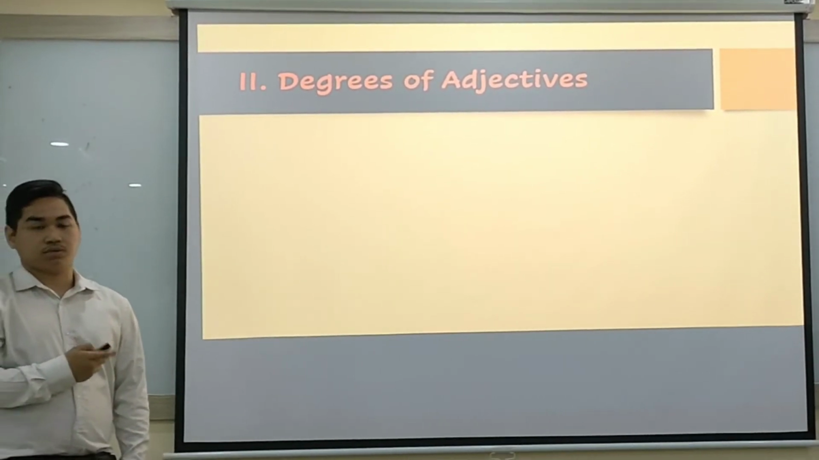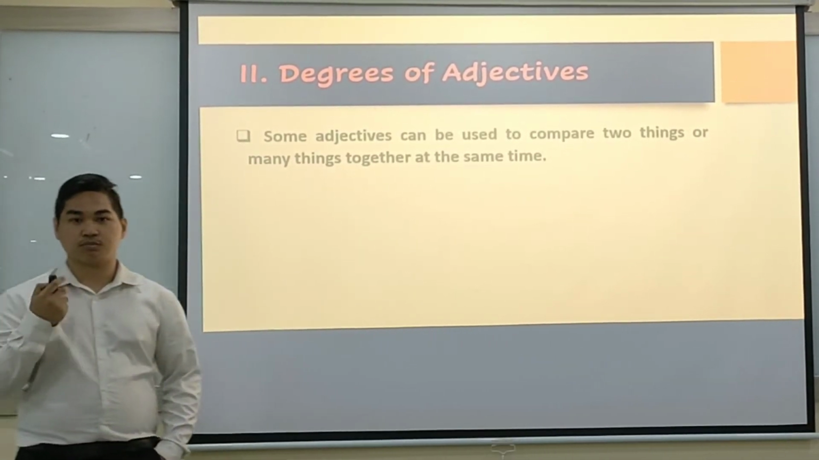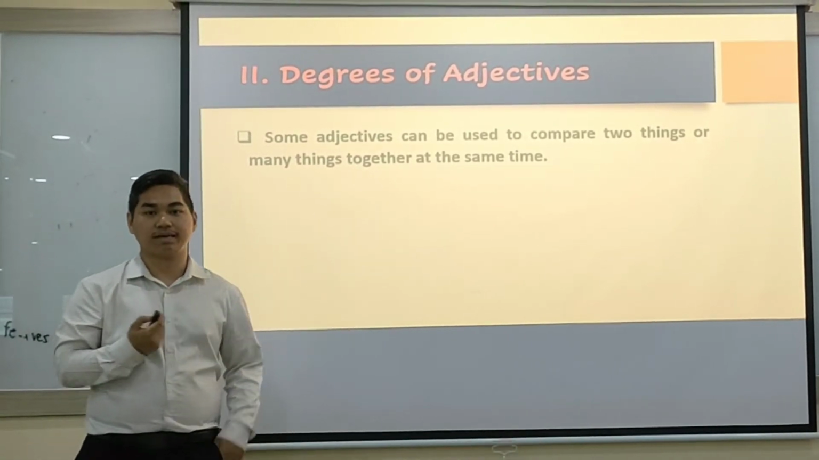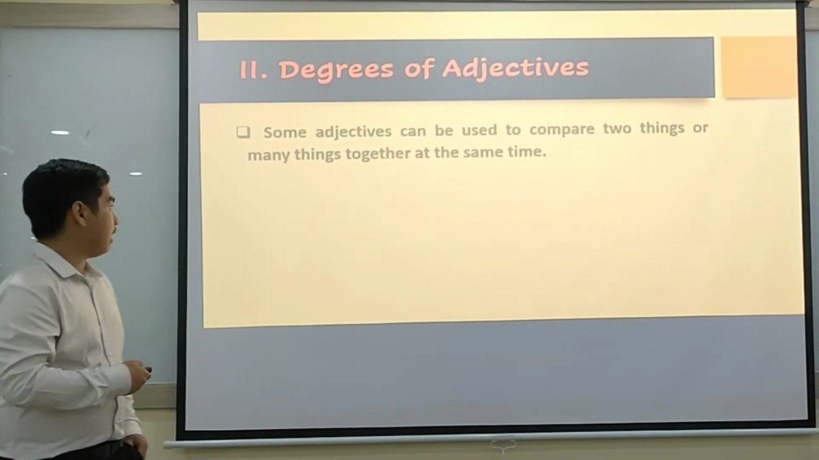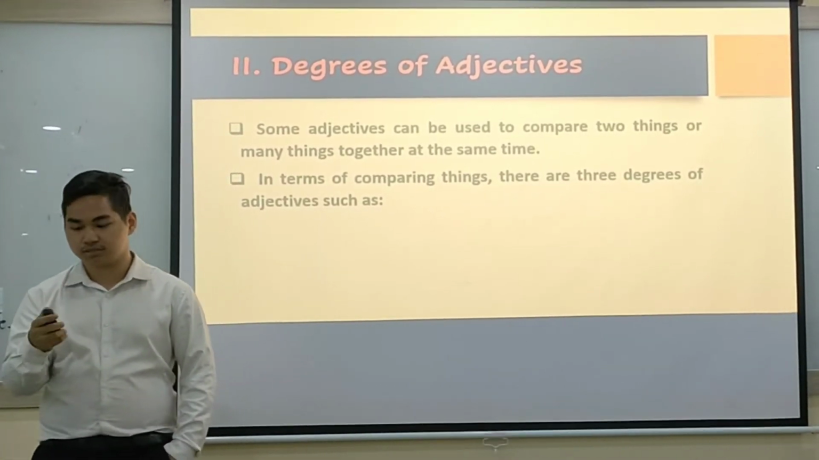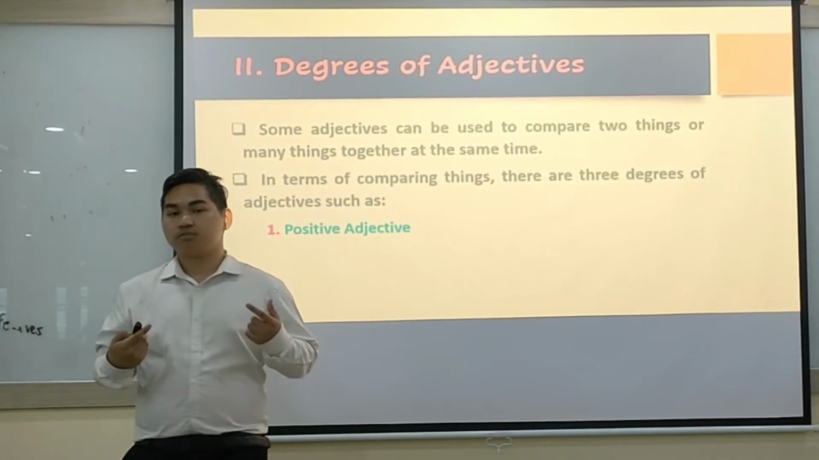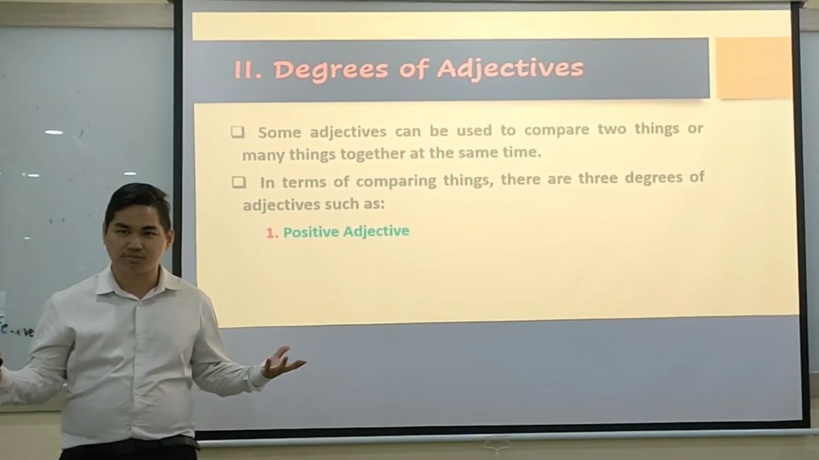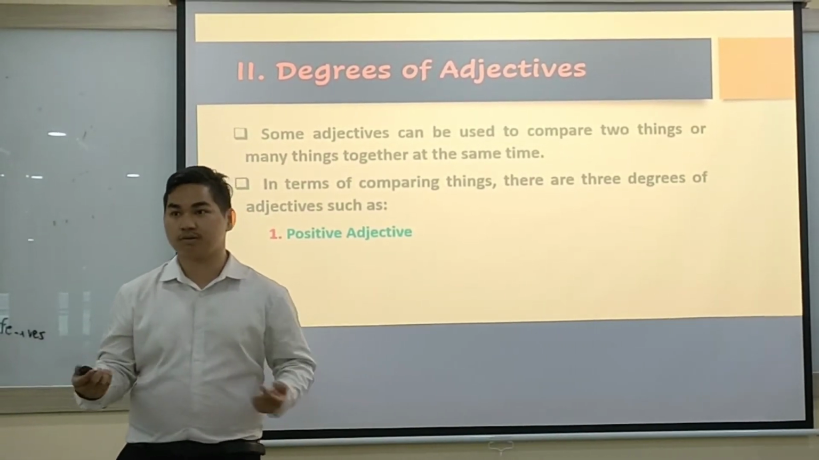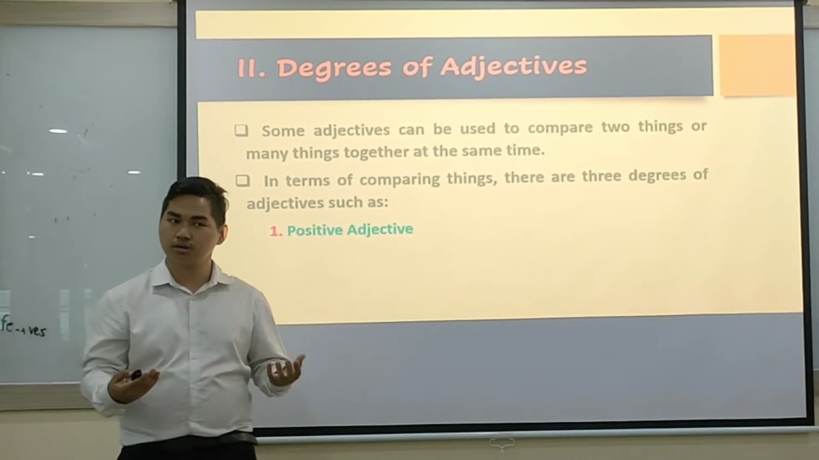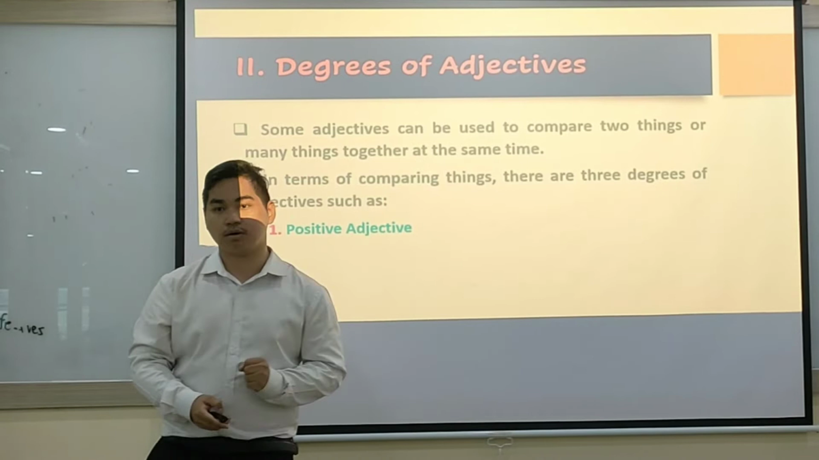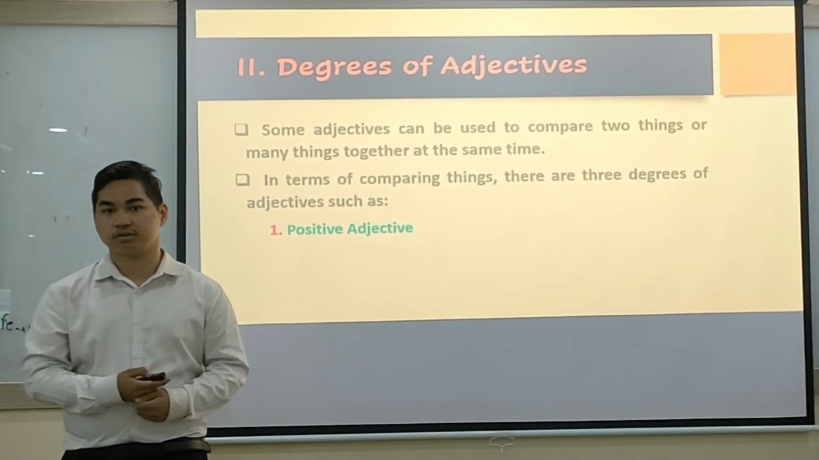And now, the degrees of adjectives. Some adjectives can be used to compare two things or more things, comparing them together at the same time. In terms of comparing things, there are three degrees of adjective. Number one is the positive adjective. What is the positive adjective? The positive adjective refers to the normal adjective that we use to describe a thing, to describe something, like tall, beautiful, short, long, big, or small. That is the positive adjective we use to describe a thing.